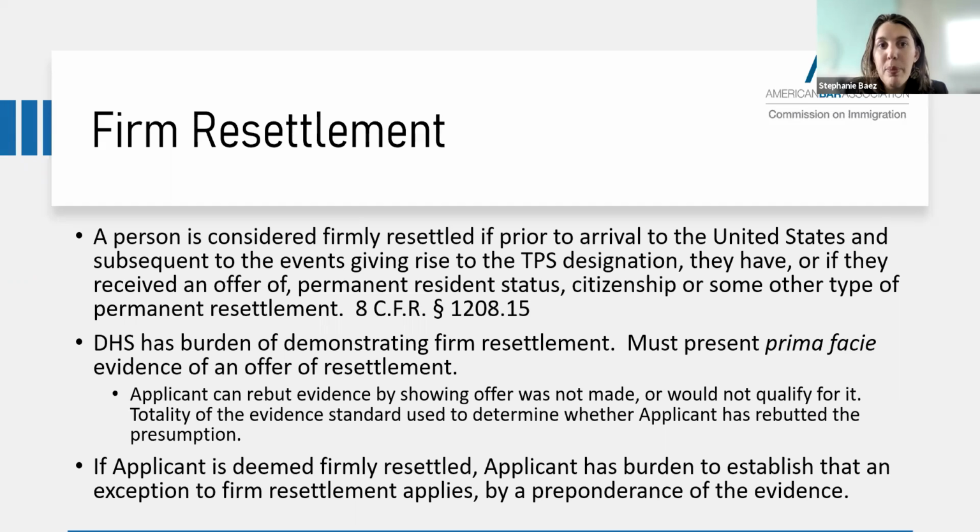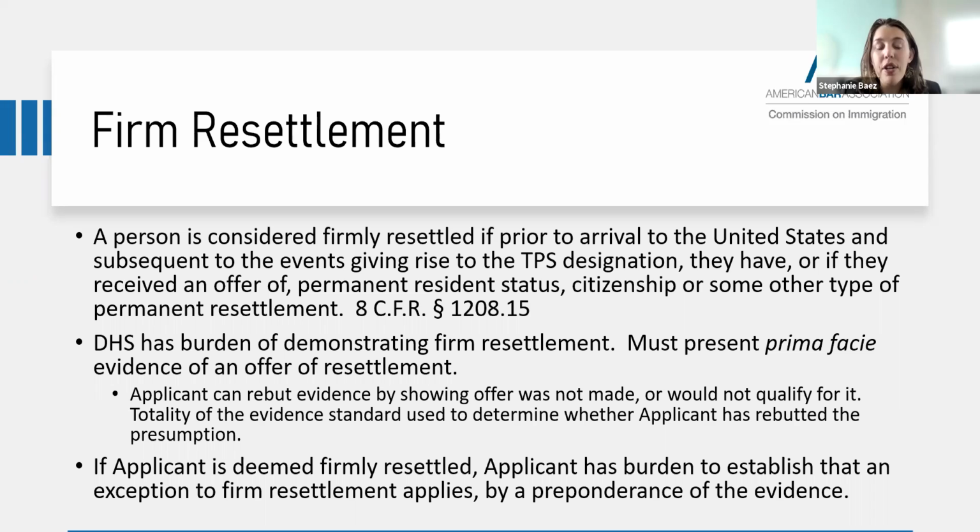After you submit your TPS application, DHS could come back with a request for evidence, and they could present prima facie evidence of an offer of resettlement in another country. And then your applicant, your client, can rebut that evidence by showing that an offer of firm resettlement wasn't made, or they wouldn't qualify for it.